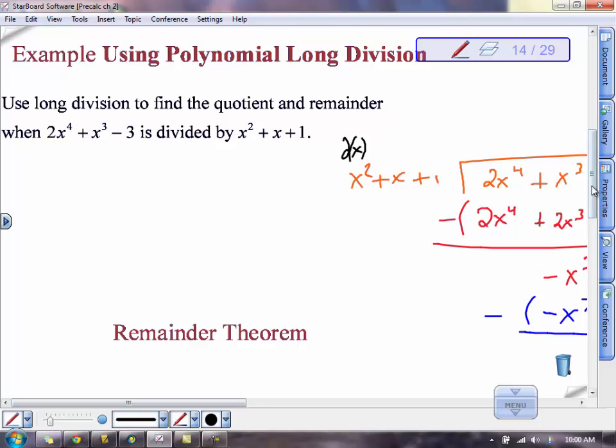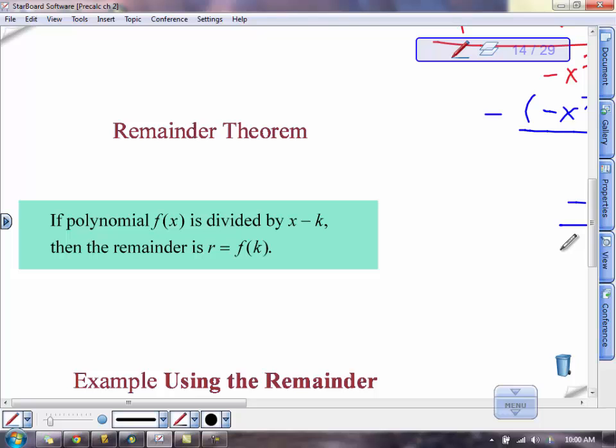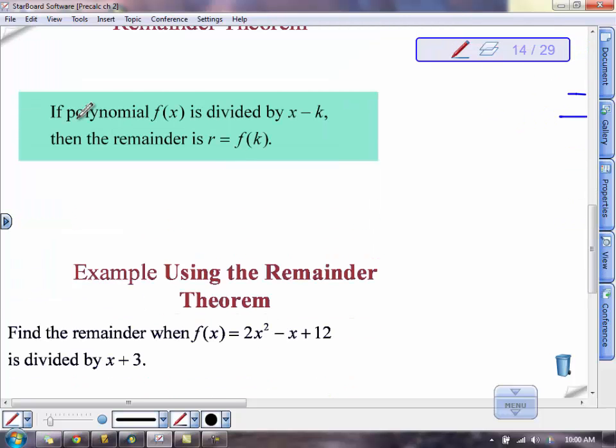All right, that's long division. We'll do synthetic division in a second, which will be easier. First of all, the remainder theorem is going to be something you want to know. The remainder theorem says if a polynomial is divided by some factor, then the remainder is always equal to that number right there plugged into the function.